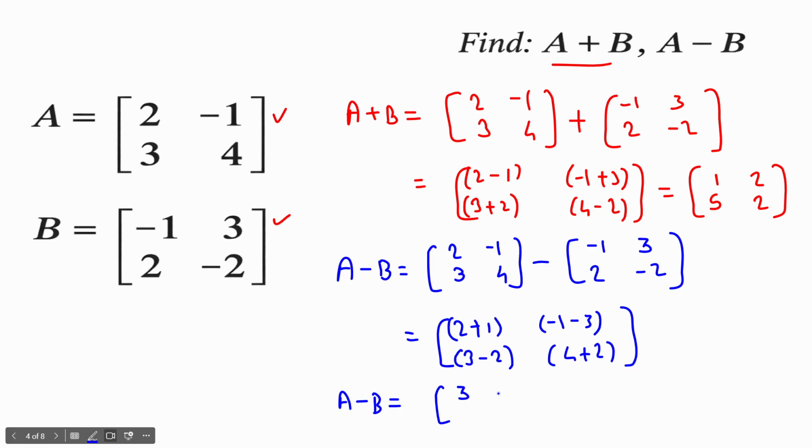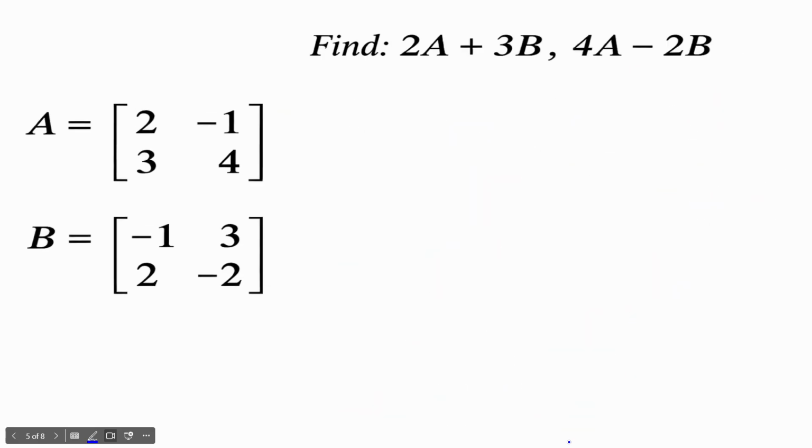Simplify this matrix. So 2 plus 1 will be 3, minus 1 minus 3 will be minus 4, 3 minus 2 will be 1, and 4 plus 2 will be 6. This will be your A minus B matrix. So in this way you can find A plus B and A minus B matrix. Let's see one more question on this topic.